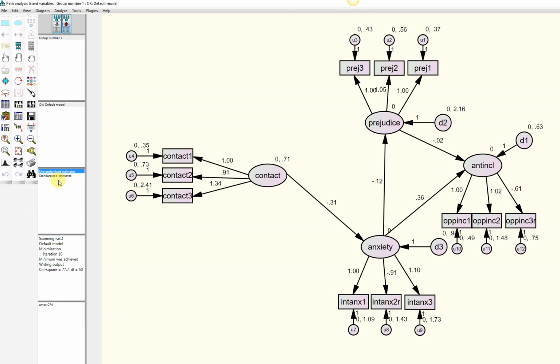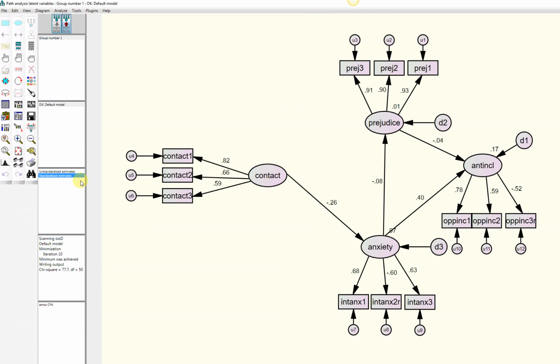When I click on standardized estimates, we would interpret these along the lines of standardized regression coefficients. So with unstandardized estimates, they're interpreted largely as unstandardized regression coefficients. With standardized estimates, they're interpreted along the lines of standardized regression coefficients.